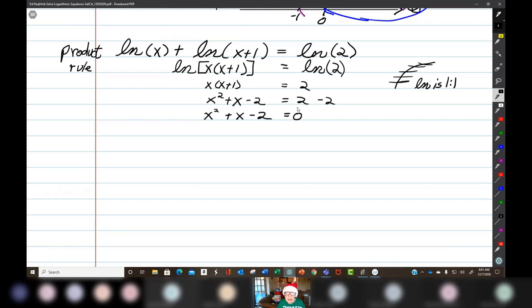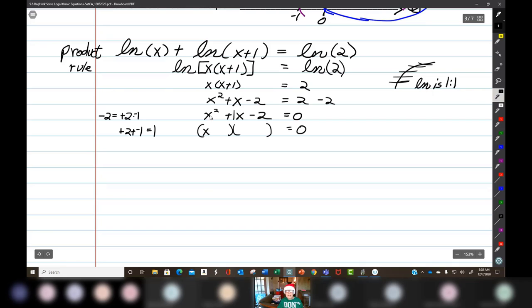Okay. Now I'm going to factor this. Negative 2 equals negative 2 times positive 1, and positive 2 times negative 1. Because positive 2 plus negative 1 equals positive 1, and the B number is 1. That means I'm going to use positive 2 and negative 1 when I factor. Make my empty parentheses equals 0.